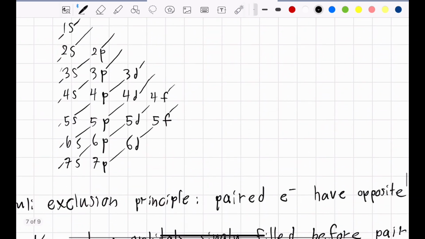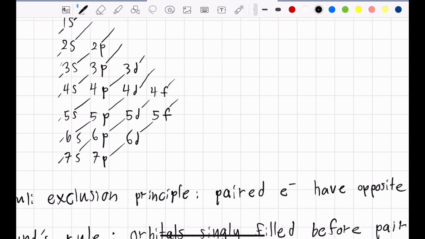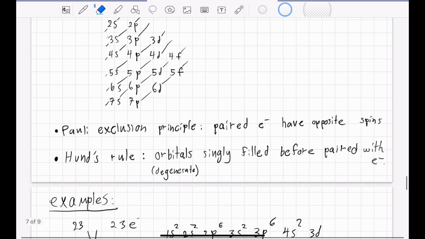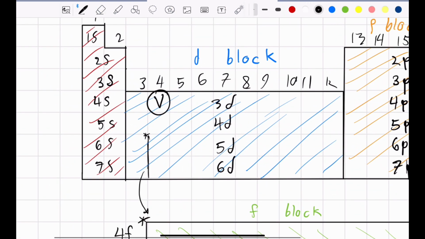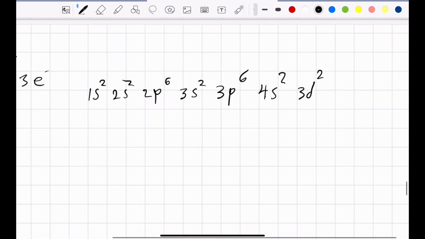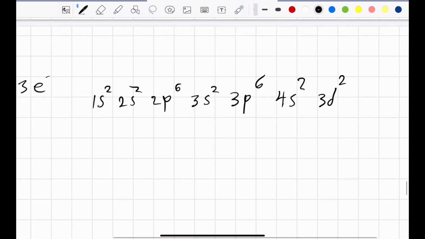And now we're going to fill the 3d subshell, because we just did 4s, now we're going to 3d. And 3d is going to have 1 and 2 electrons, so that's just going to be 3d2. And this is our electronic configuration for vanadium.